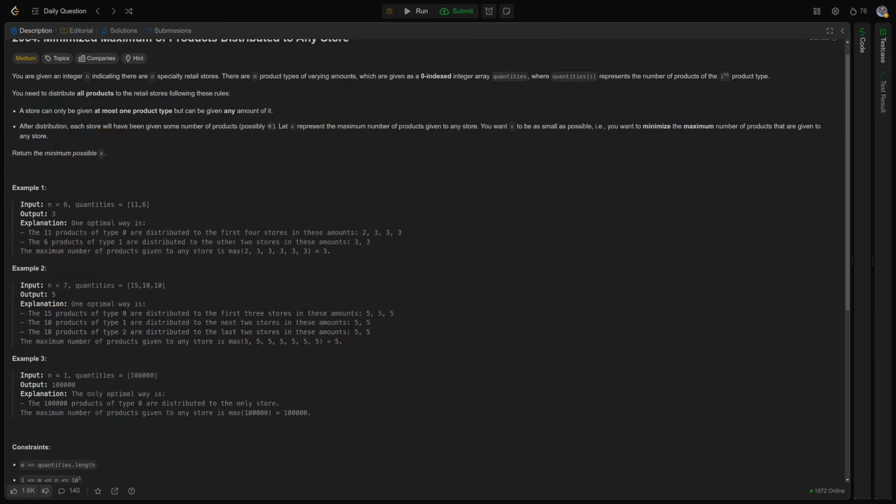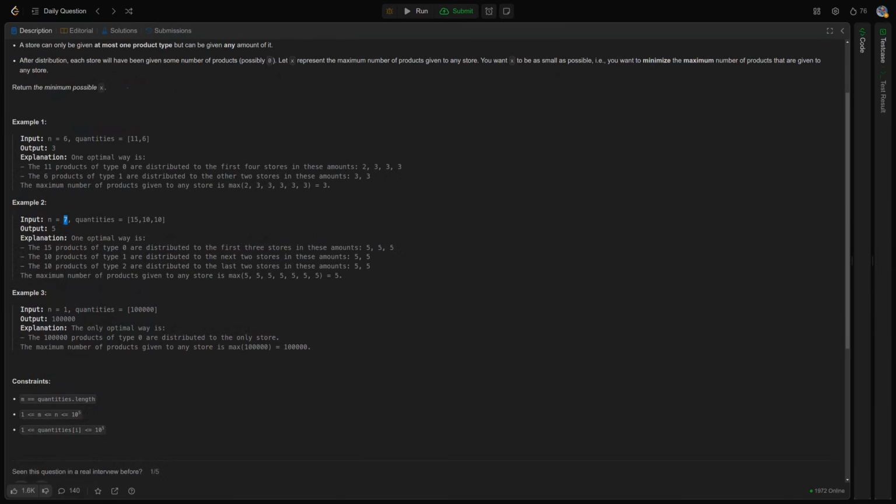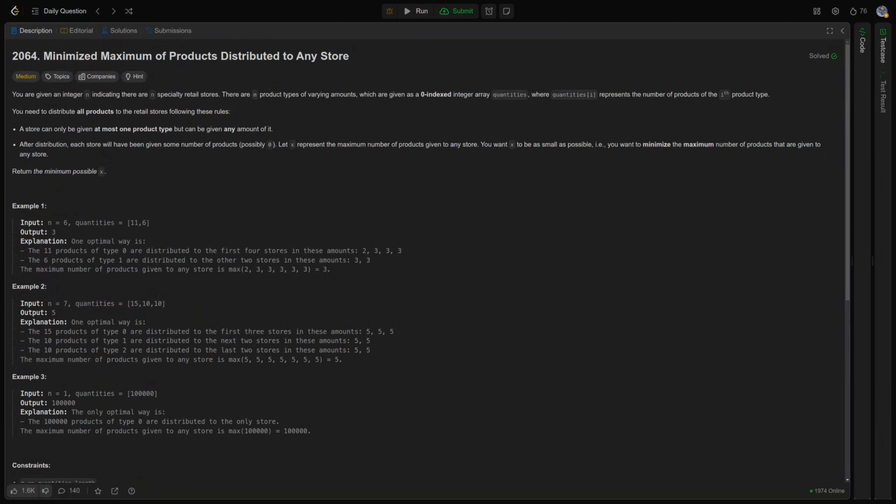And just as in the second example, we can see that n is equal to 7 here, and then 15, 10. 15 divided by 3, you get 5, 5, 5, and then 10 divided by 2, 5, 5, and the maximum is 5. So basically what you're doing is dividing the numbers that are in here so that the number of items fits the stores, and you want to minimize the maximum number that you're going to get after dividing all these numbers.